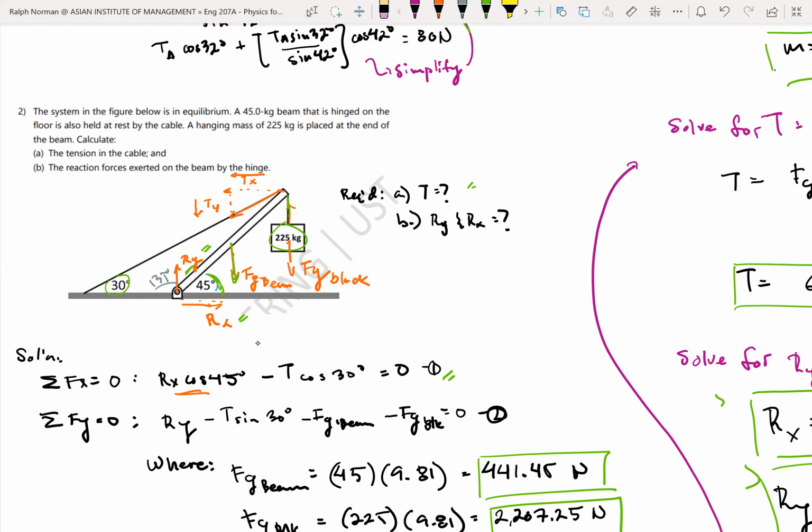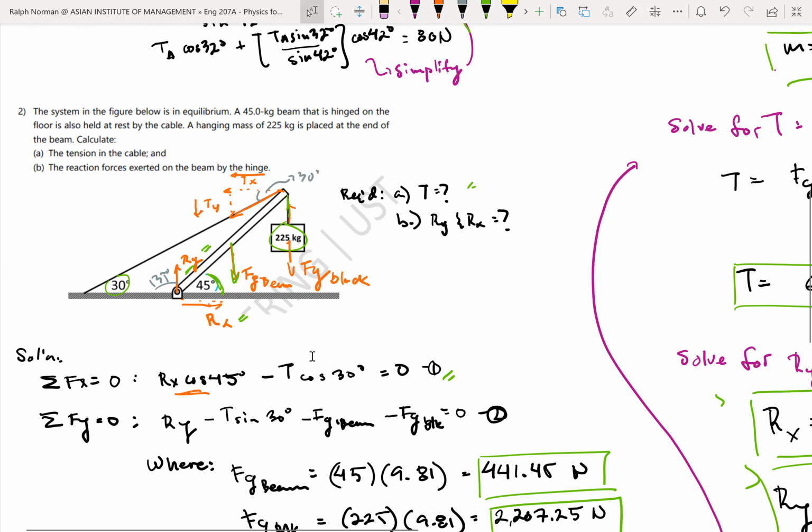Okay, so Ry along the y-axis, and then what else? We have yung Ty pointing downward at, like I mentioned before, 30 degrees. So that's minus T sine 30. What else do you have? The weight of the beam going downward directly, and the weight of the block. So minus F beam and F block. Yeah, that'll be your equation 2.